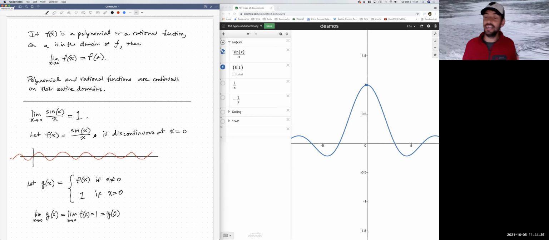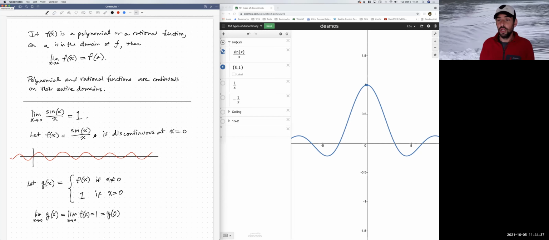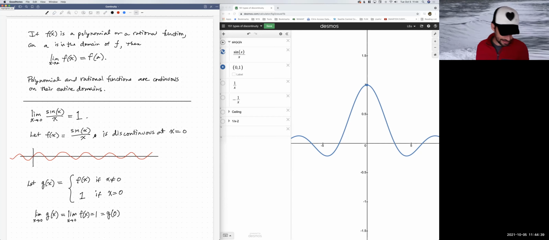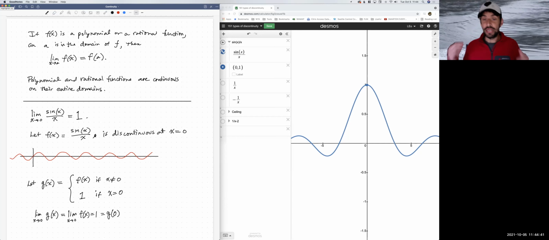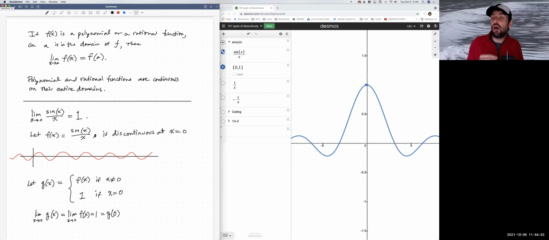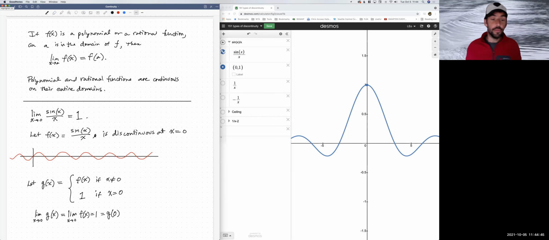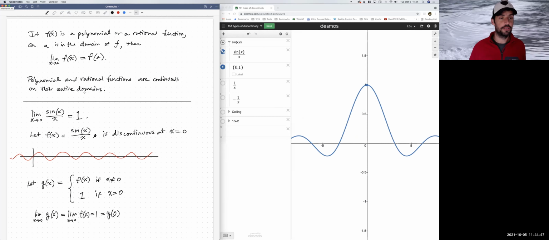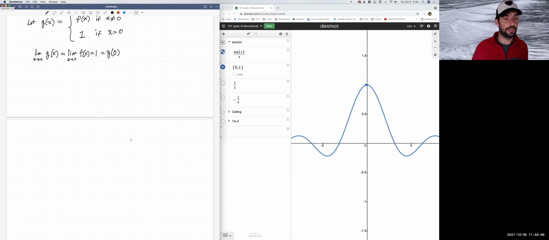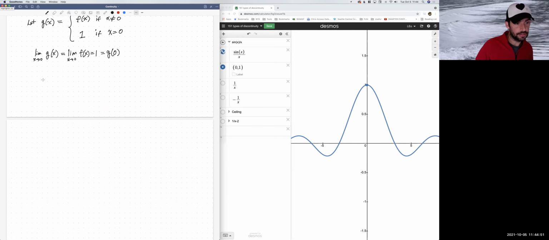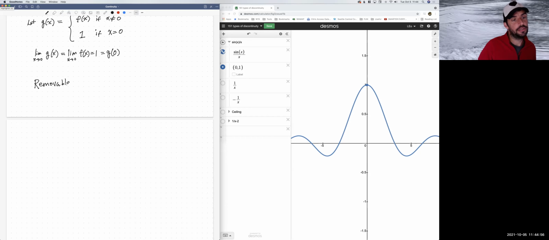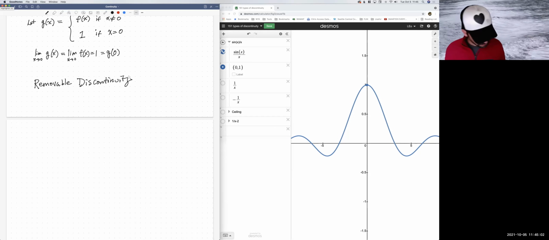So this kind of discontinuity, where we have a hole where the limit exists, but we have a hole that we could repair, we call that a removable discontinuity.